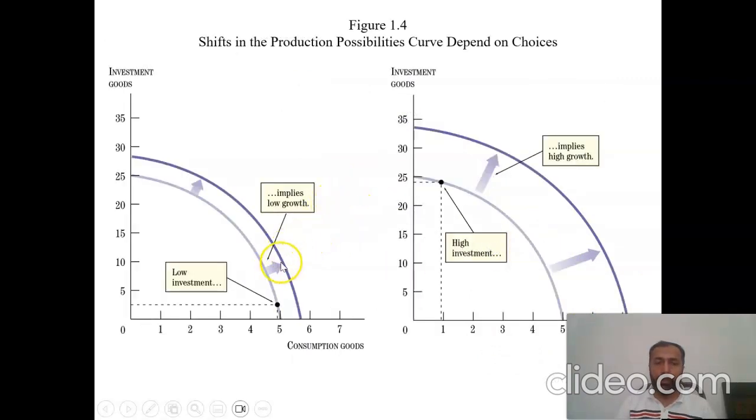If there is small growth in the resources, there is a small difference between the first PPC and second PPC. Here there is a big difference, so it implies higher growth.